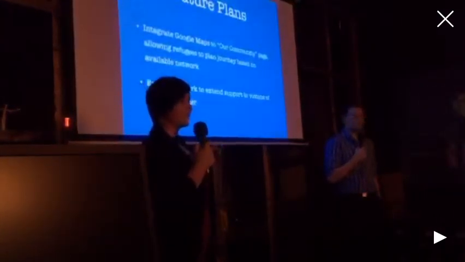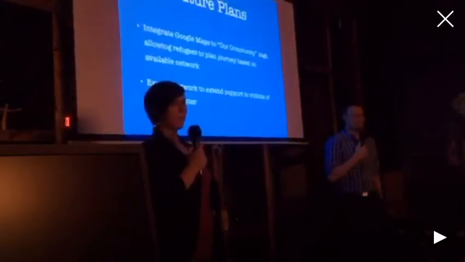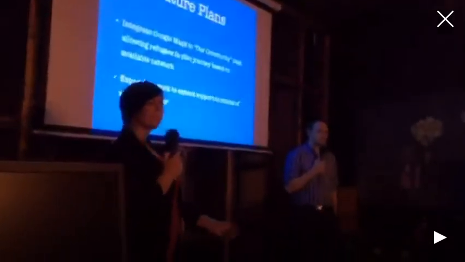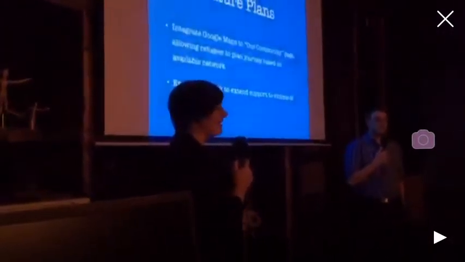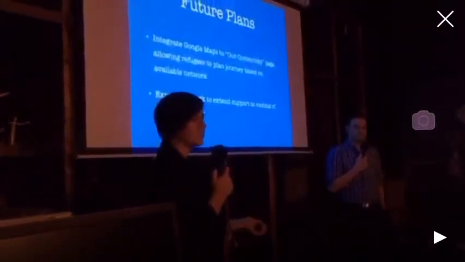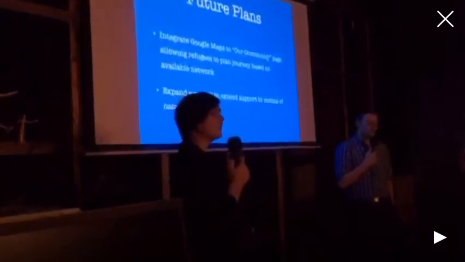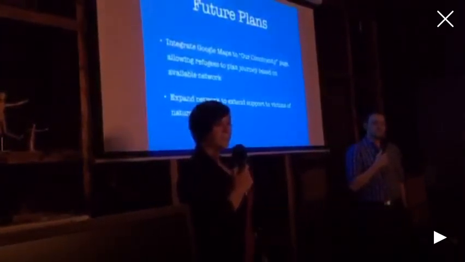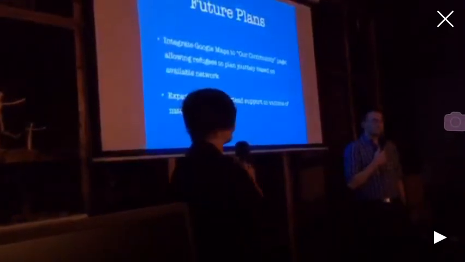For the future of One World, we would like to integrate the Google Maps API onto the Our Community page so that refugees can plan their journey based on our available host network and never have to live in camps or on the streets. We would also like to extend One World in a way that it can provide specific disaster relief in communities throughout the globe.